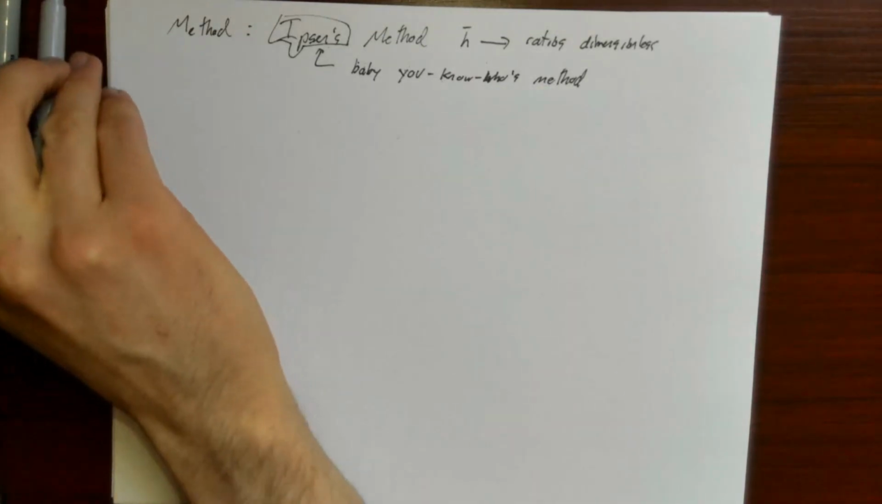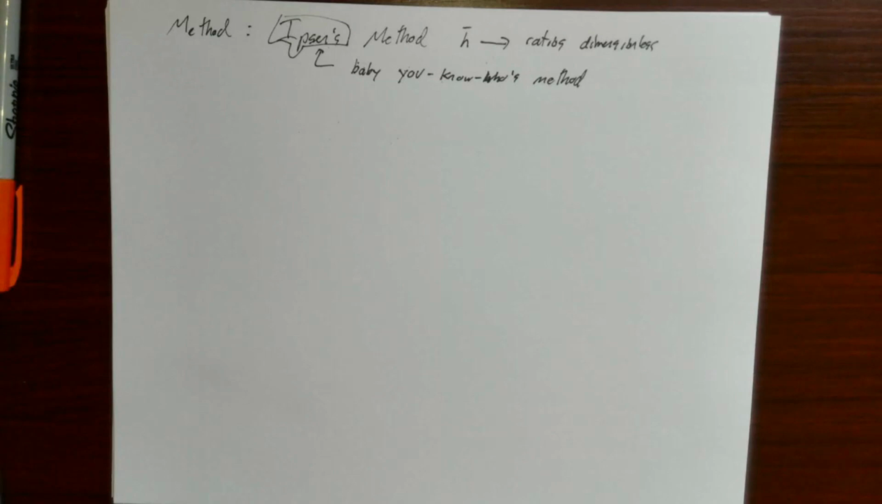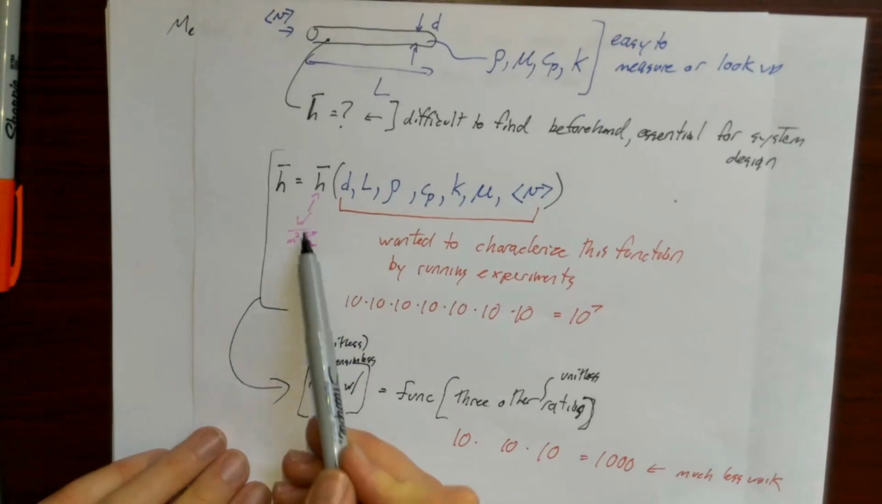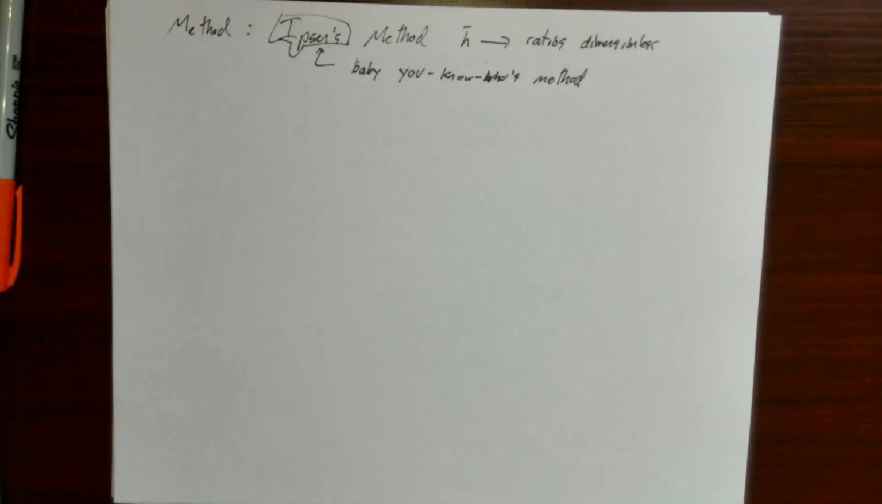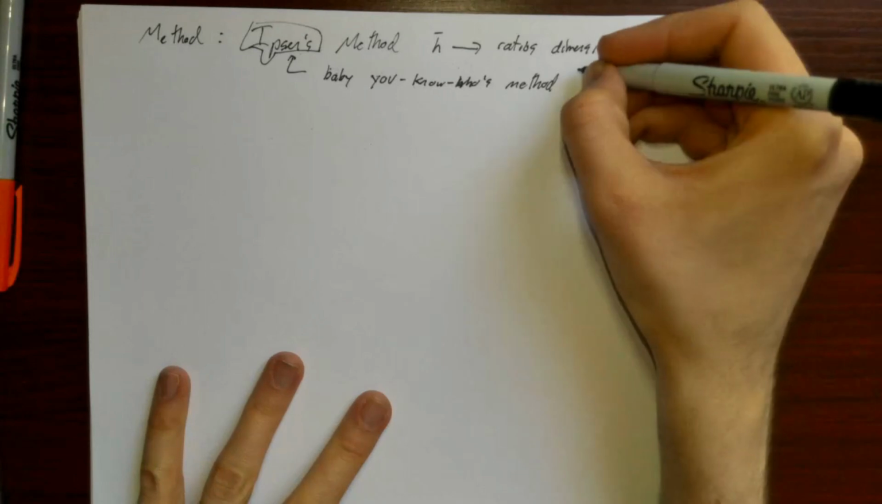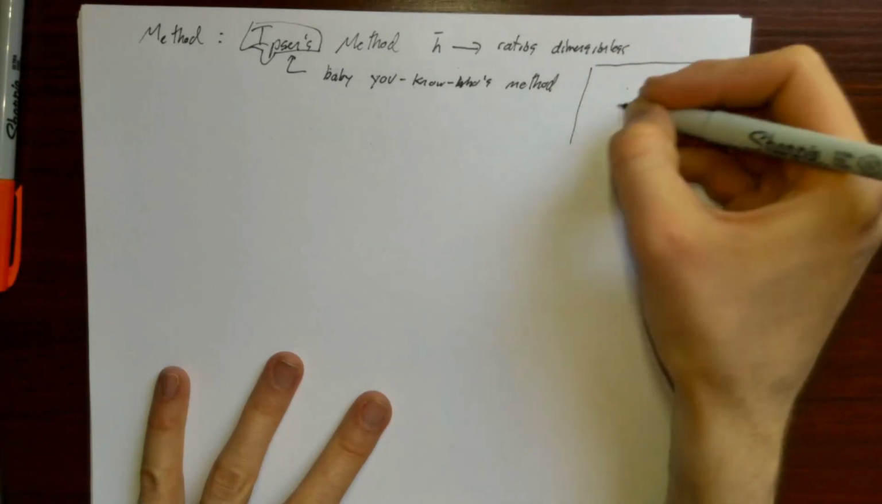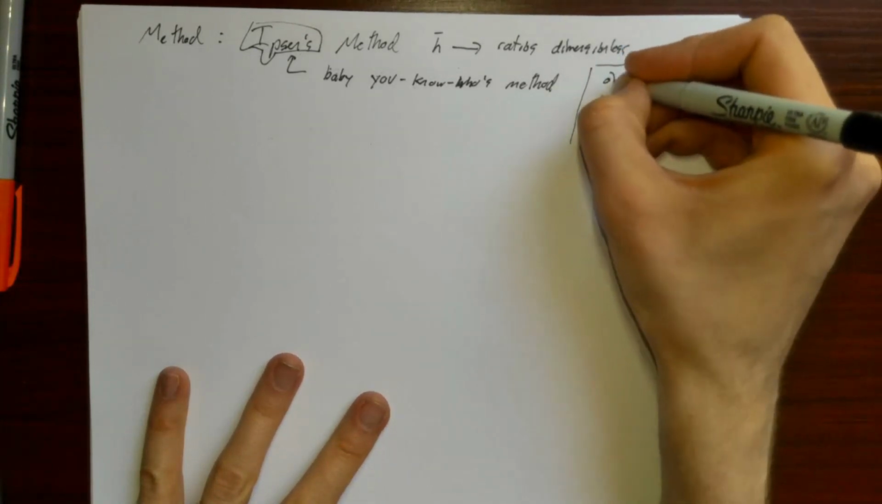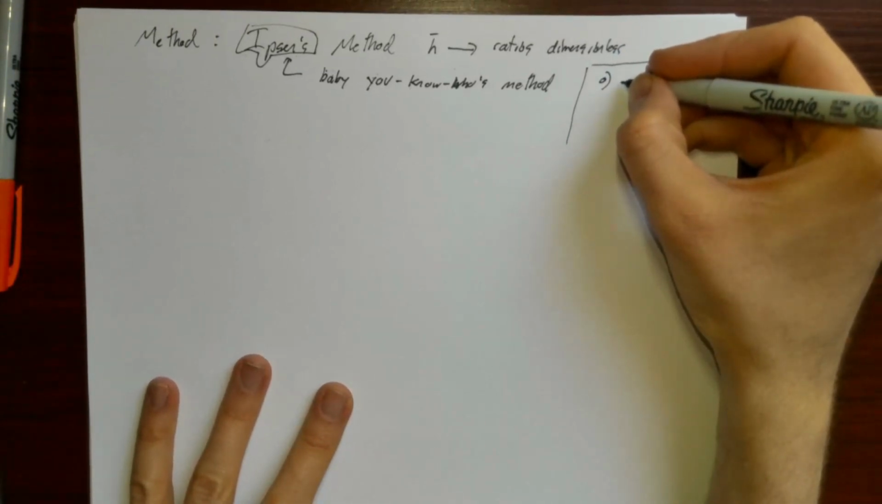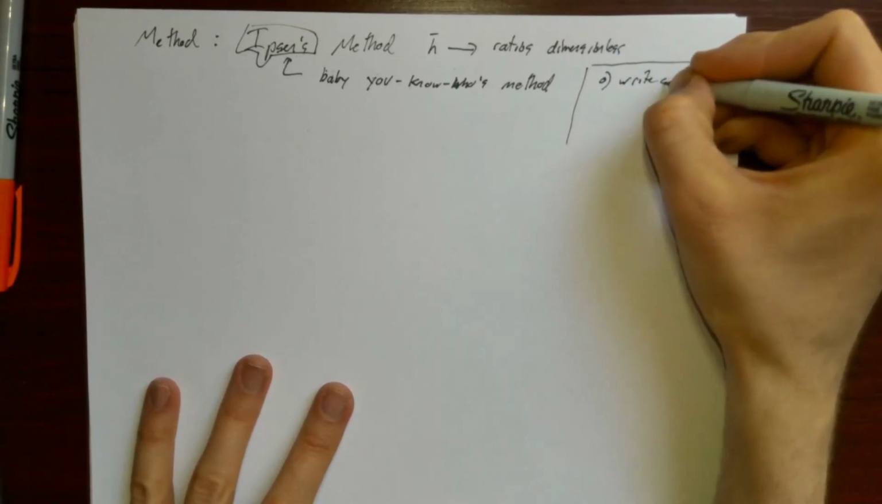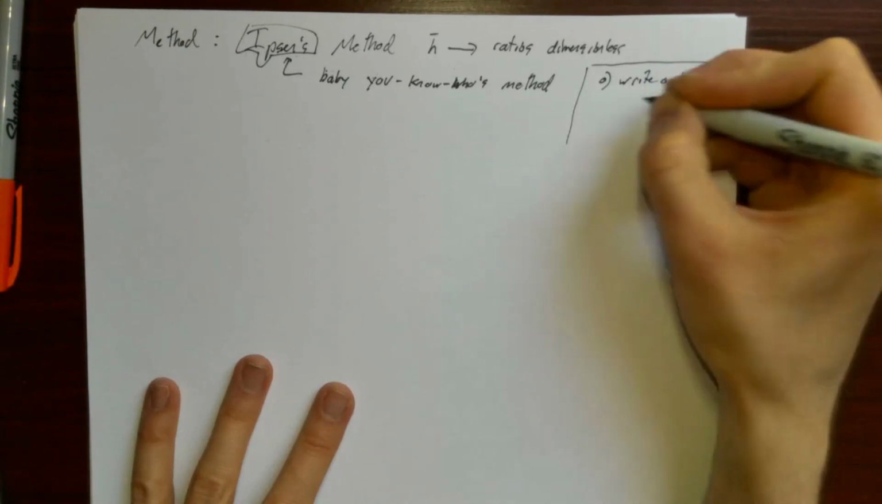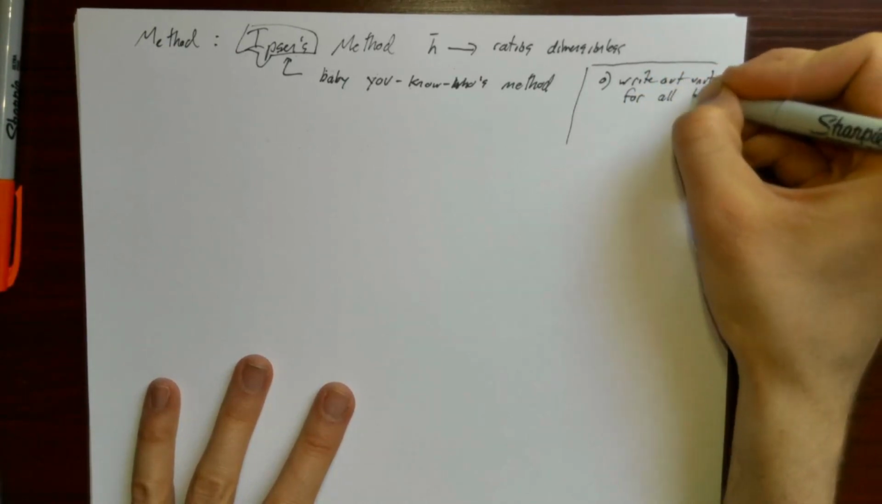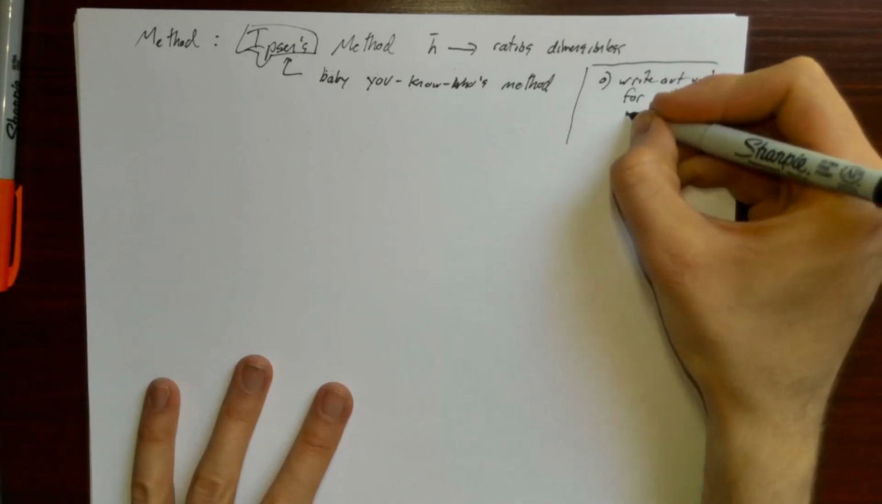So what is this method? This method is to basically go from this ratio to this ratio. So what you do is you start with this, and you gradually eliminate particular units. I'll do a little sidebar over here with what the steps are. Step 0 is write out the units for all terms in a chart.